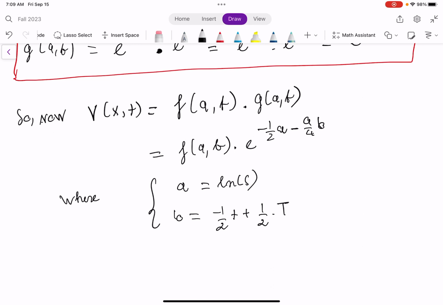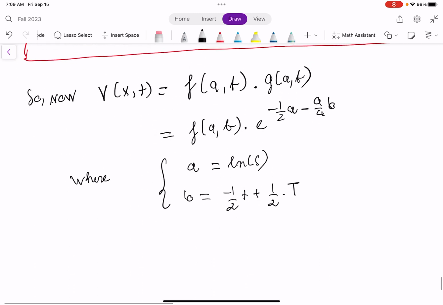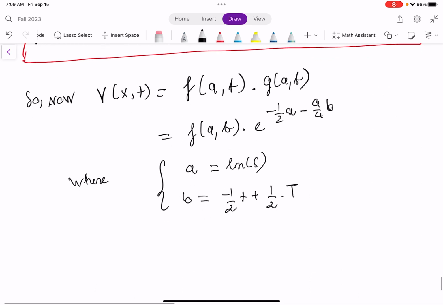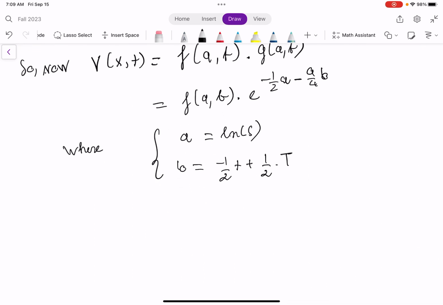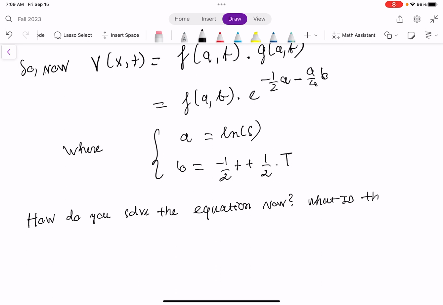Okay, so when you solve for this equation, you're gonna start where? Let's say you plot this graph, right? So the first thing you're gonna do is you will solve for f. So how do you solve the equation? Now, what is the train of thought? The train of thought.